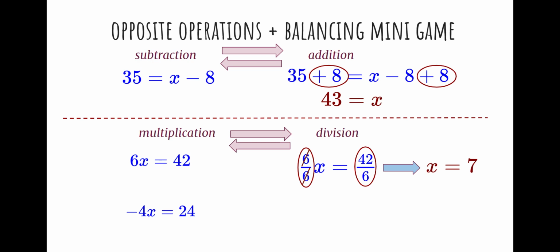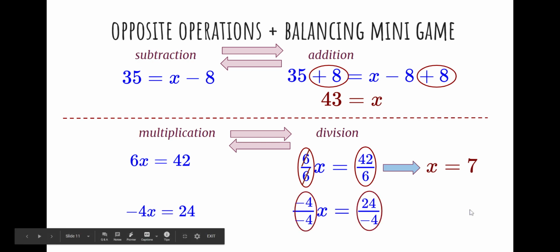And what we need to do is basically the same process. Of course, the numbers are different, but if the x is being multiplied by -4, what I need to do is divide both sides of my equation by -4. And this is what I get when I do this division.